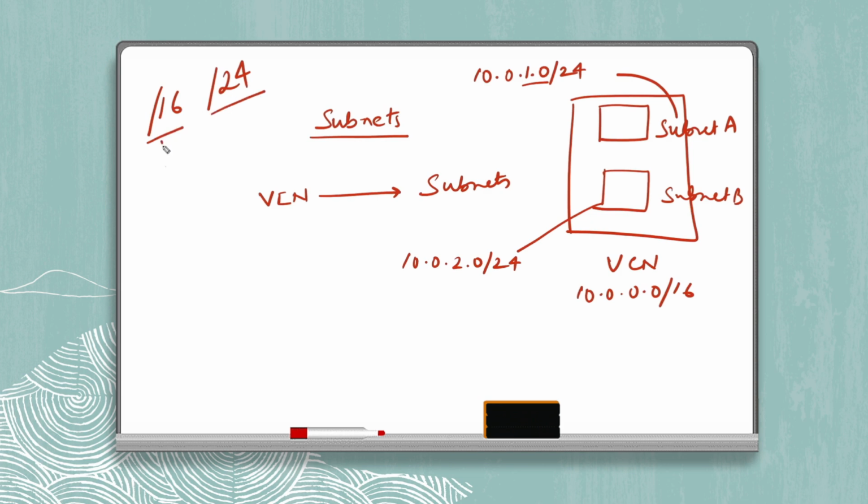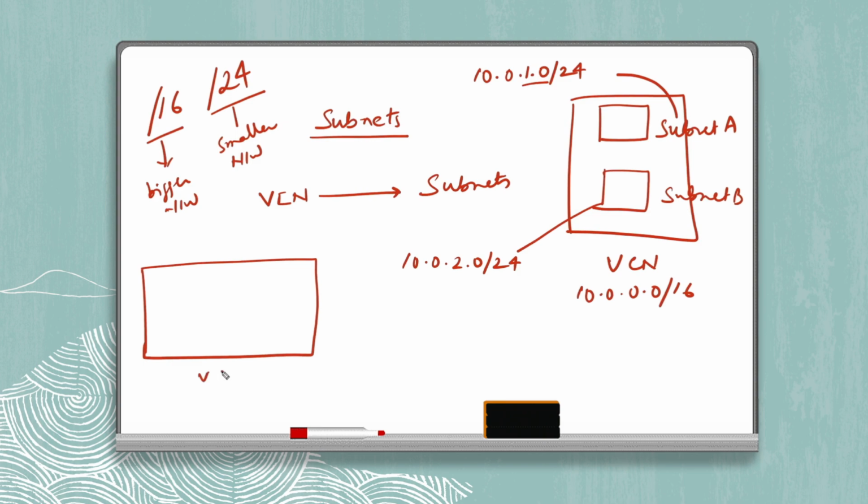Out of /16 and /24, /16 is the bigger network, and /24 is a smaller network compared to /16. So keep this in mind. One more thing that you have to understand is that if in a VCN there are multiple subnets, A, B, C, and D, each of these subnets is going to have an IP address range. Those ranges cannot overlap.